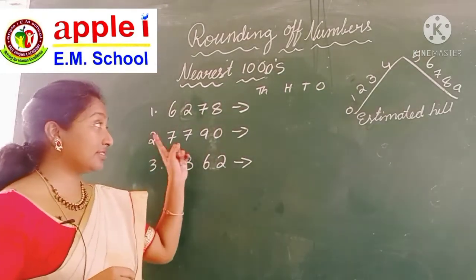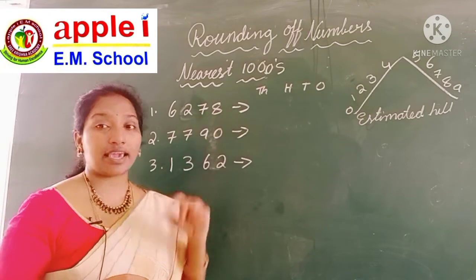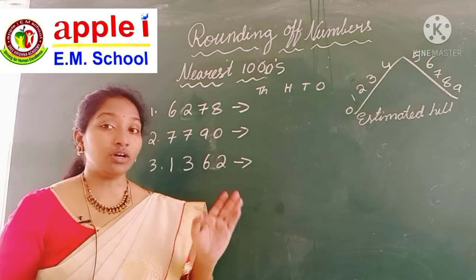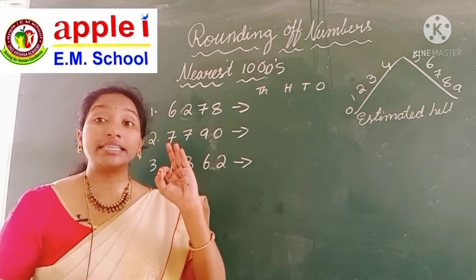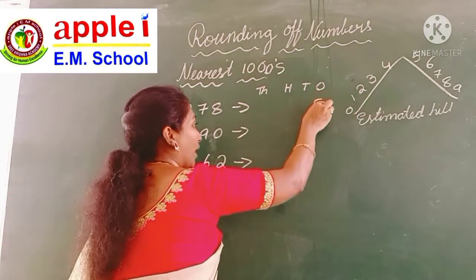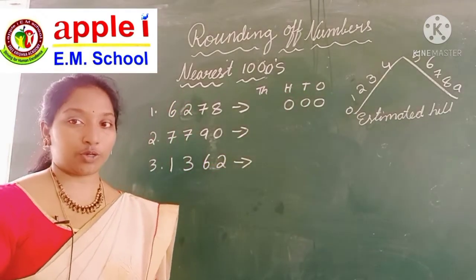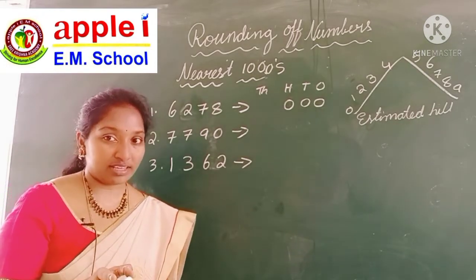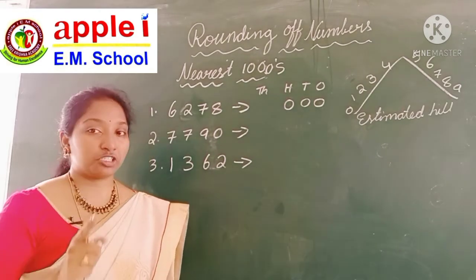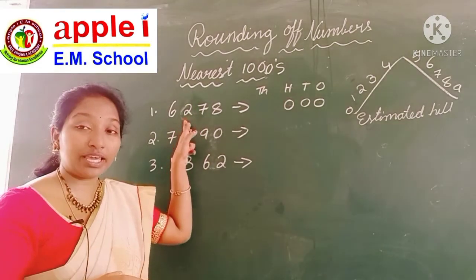Okay? Let us see the first example. 6,278. We have to write this to nearest thousands. So, 1000 has how many zeros? 3 zeros. So, make ones place 0, tens place 0 and hundreds place 0. And nearest thousand means we have to check hundreds place. Which place we have to check? Hundreds place.